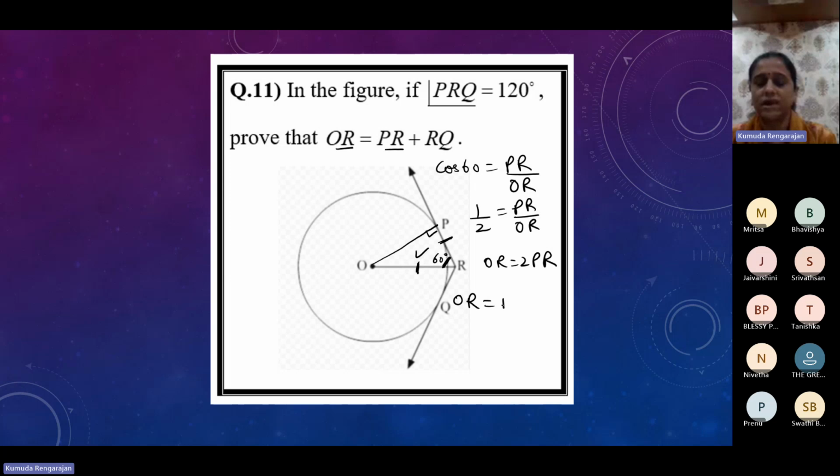Twice PR can be written as PR plus PR. OR is equal to PR plus PR, which is equal to RQ, because R is an external point. RP is equal to RQ. So for this RP, you can just put RQ. And that's the result.